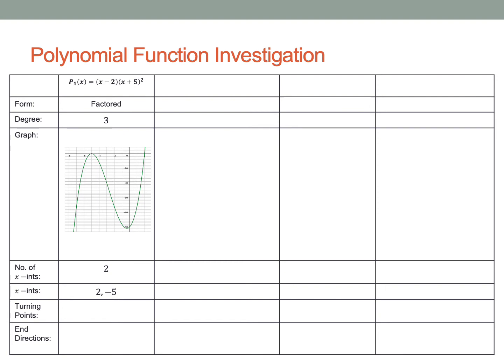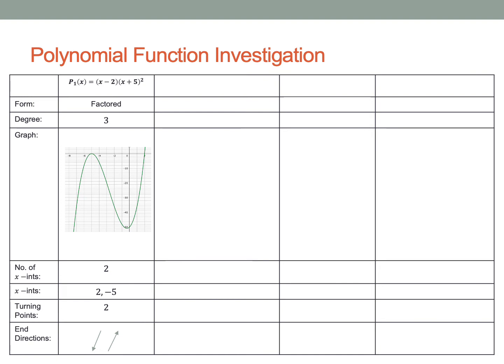Like I said before, x plus 5 squared is a repeated factor. So you notice that the graph comes up to negative 5 and then hits negative 5 on the x-axis and bounces back down. Okay, so that's really important. And then it goes through 2. The number of turning points, it goes up, then turns one time, and then turns again. So there are 2 turning points. And the end directions look like this. As you go to negative infinity, y goes to negative infinity, and as you go to positive infinity, y goes to positive infinity.